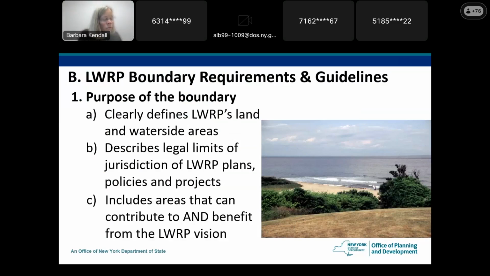The purpose of the boundary: it clearly defines the LWRP as land and waterside areas for that community, the legal limits of jurisdiction of that local waterfront revitalization program, and the policies and projects that the community puts in place. It should include areas that can contribute to and benefit from the LWRP vision. So you might have open space areas that the municipality would like to work on or improve or perhaps just preserve in the future. So it's connected to the vision for your community.